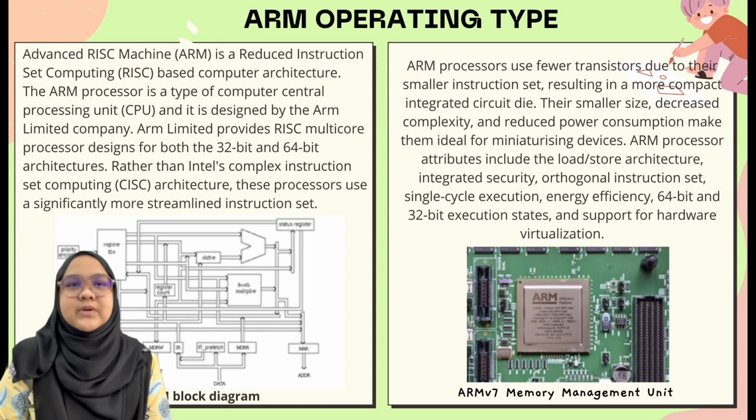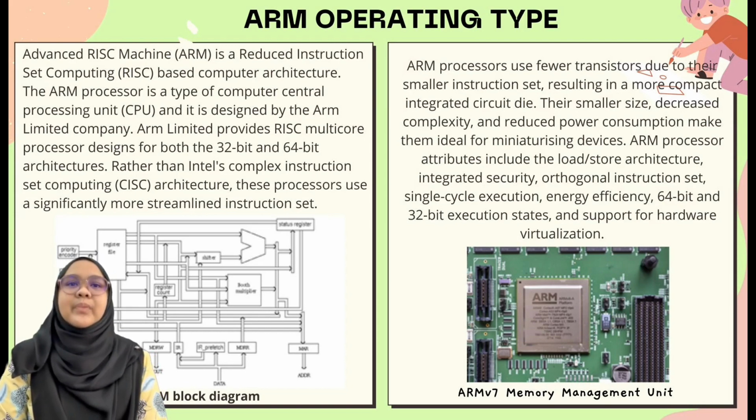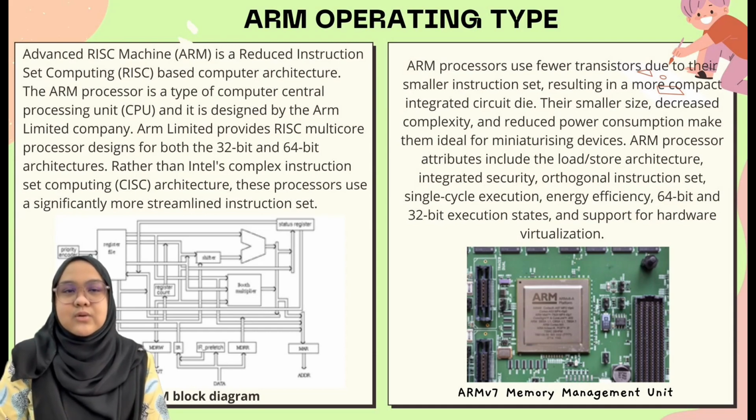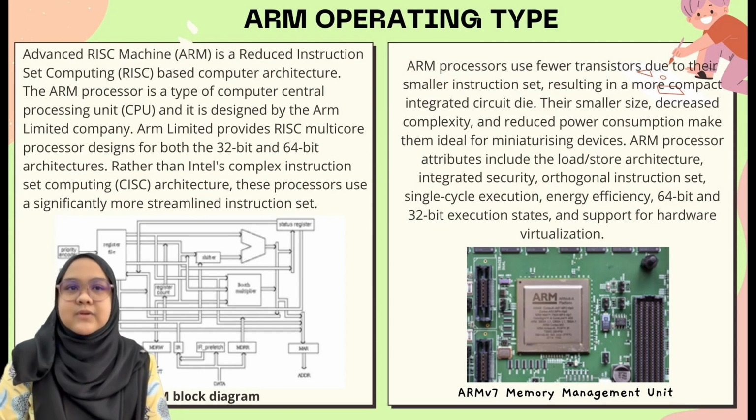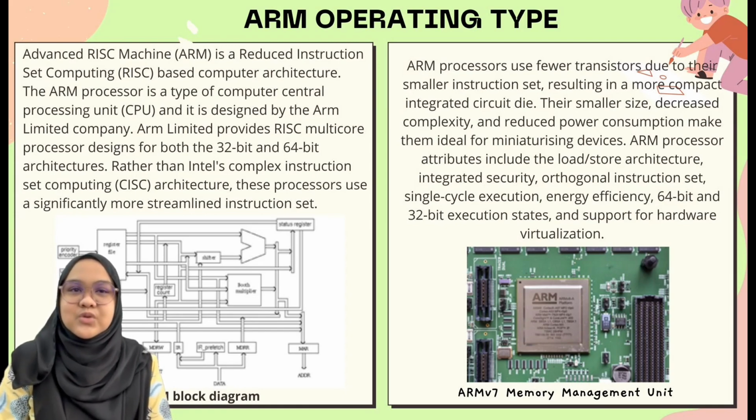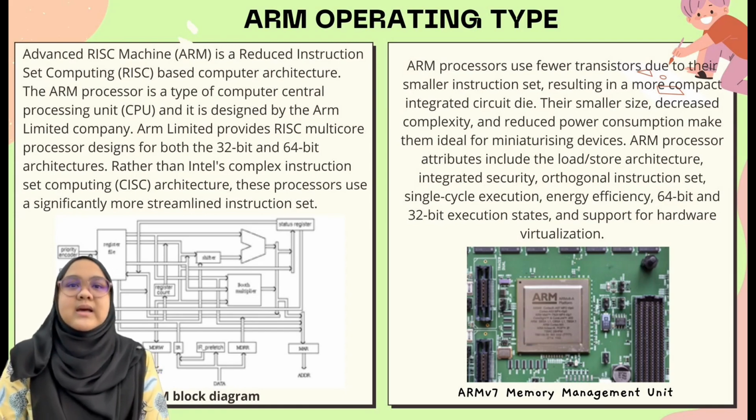ARM processors use fewer transistors due to their smaller instruction set, resulting in a more compact integrated circuit. Their smaller size, decreased complexity, and reduced power consumption make them ideal for miniaturizing devices. ARM processor attributes include the load/store architecture, integrated security, orthogonal instruction set, single cycle execution, energy efficiency, 64-bit and 32-bit execution states, and support for hardware virtualization.